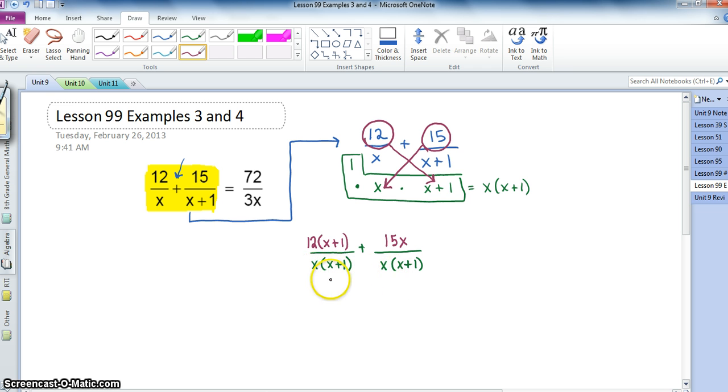Now since they have common denominators, I'm going to go ahead and combine these. That's a 12 times an x plus 1 plus a 15x all over x times an x plus 1. Now before I go any further, I'm going to ask you a question, and obviously I won't be able to hear your answer, but I just want you to think about this a bit. Can I cancel the x plus 1 and the x plus 1?